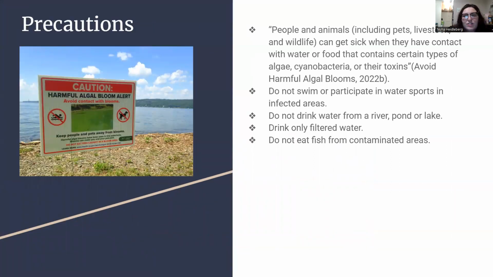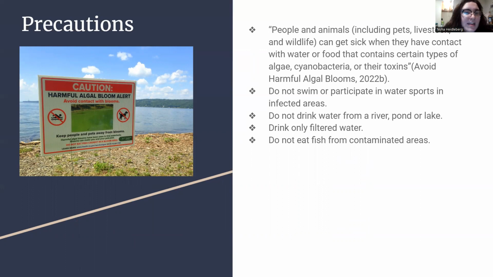People and animals, including pets, livestock, and wildlife can get sick when they come in contact with water or food that contains certain types of algae or toxins. So this is what we have been talking about. So just do not swim or participate in any kind of water sports like water skiing, jet skis, or any kind of thing like that in infected areas. Do not drink water from rivers, ponds, lakes, no matter what. Just don't do that. Try to only drink filtered water and do not eat fish from contaminated areas.